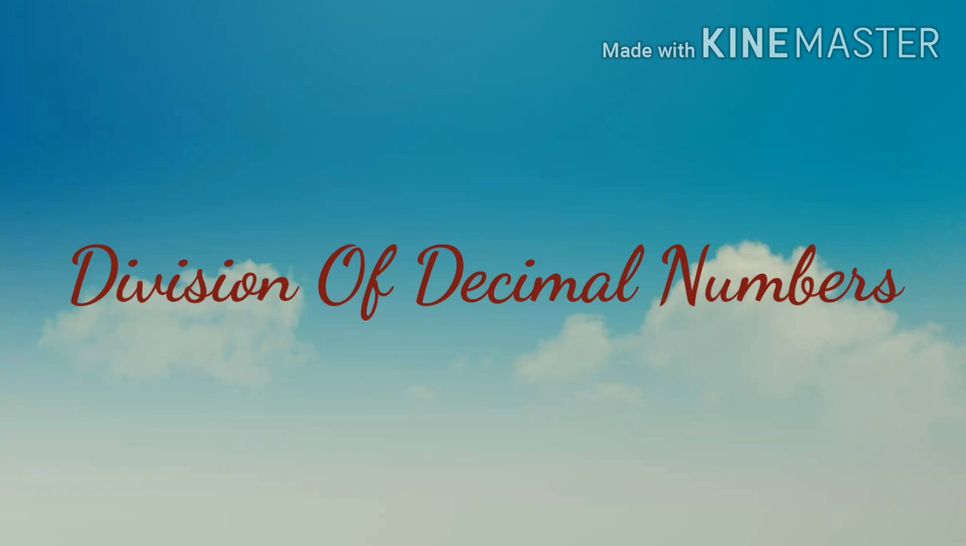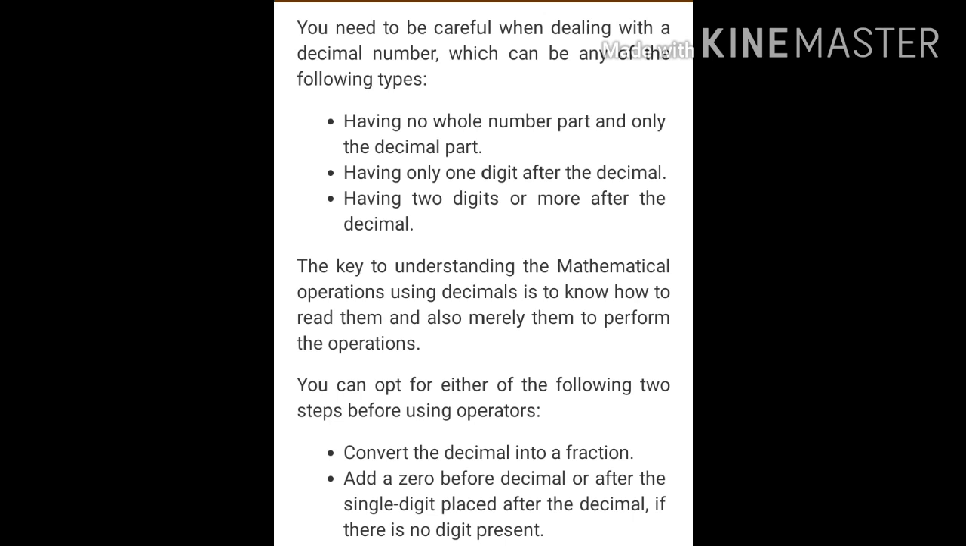Now before we start, we should keep a few things in mind. You need to be careful when dealing with a decimal number, which can be of any of the following types. Number 1, having no whole number part and only the decimal part, having only one digit after the decimal, having two digits or more after the decimal.